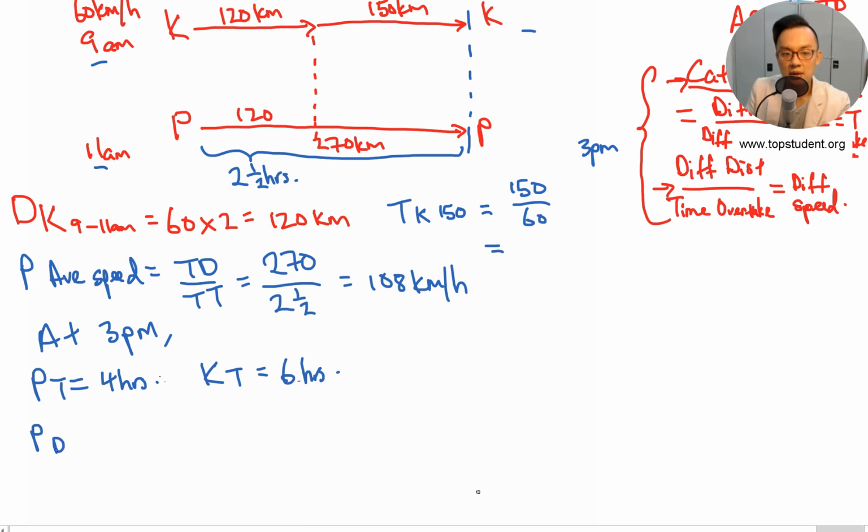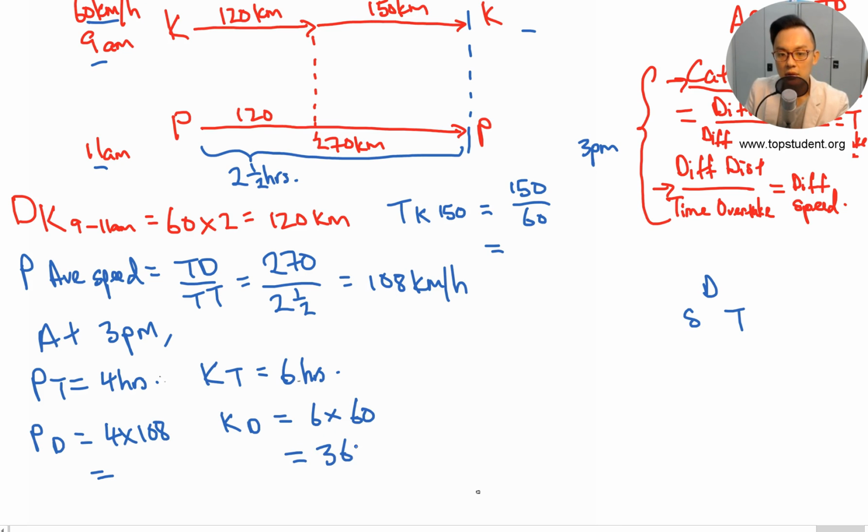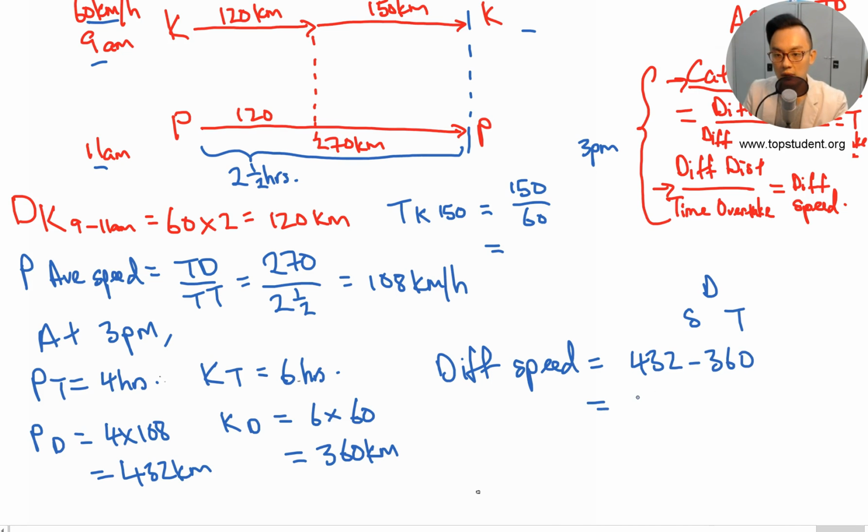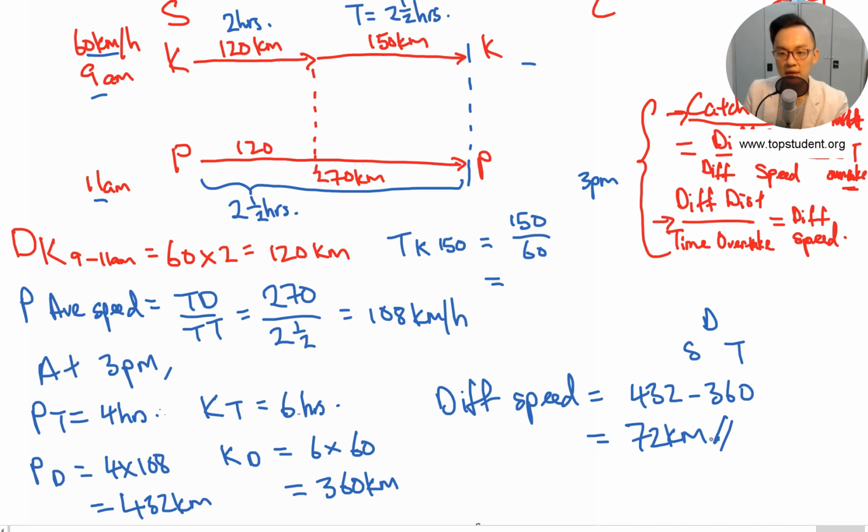So Perry's distance: distance is speed times time. 4 times, I know Perry's speed is 108, equals 432 kilometers. Katie's distance is 6 times Katie's speed, which was 60 kilometers per hour, which is 360 kilometers. So the difference will be 432 minus 360 equals 72 kilometers. And that's the answer.